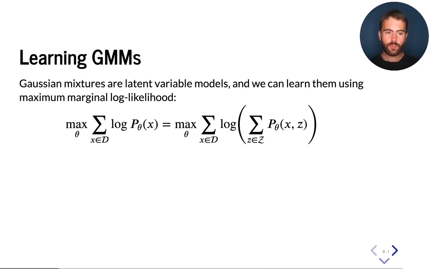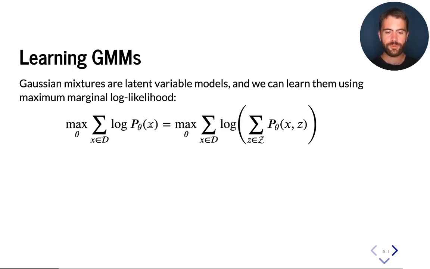Now, in order to learn Gaussian mixture models, we can apply the principle of maximum likelihood, in particular the principle of maximum marginal log likelihood, which we have seen in our video on latent variable models. We can optimize this objective to learn the model. And this will minimize the difference between our model distribution and the data distribution, using the derivation we made earlier for the likelihood.